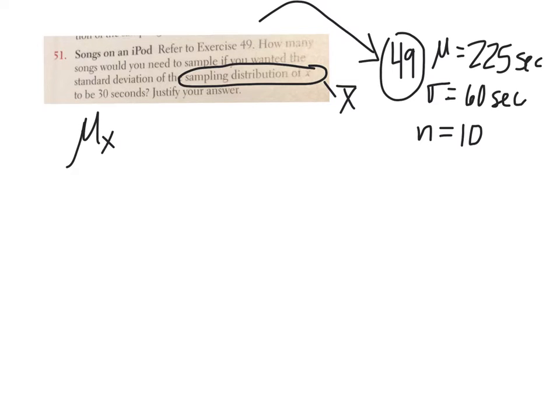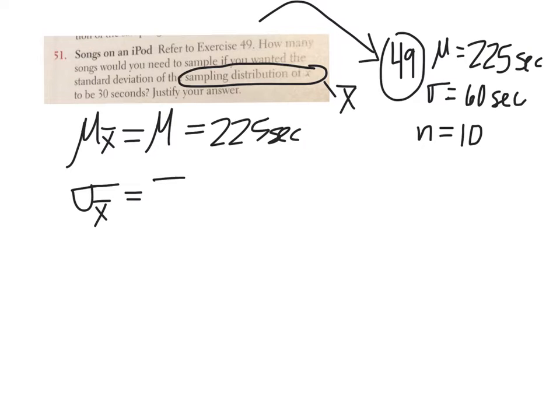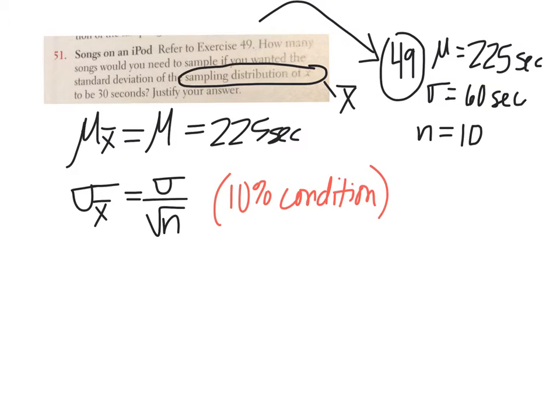If we check out the formula sheet, we know that the mean of the sampling distribution of x bar is the mean of the population. So that's going to be 225 seconds no matter what the sample size is. The standard deviation, however, of the sampling distribution of x bar is equal to the population standard deviation divided by the square root of n. This is not what this question is asking, but just a reminder, please don't forget to check the 10% condition if you're asked to find the standard deviation.